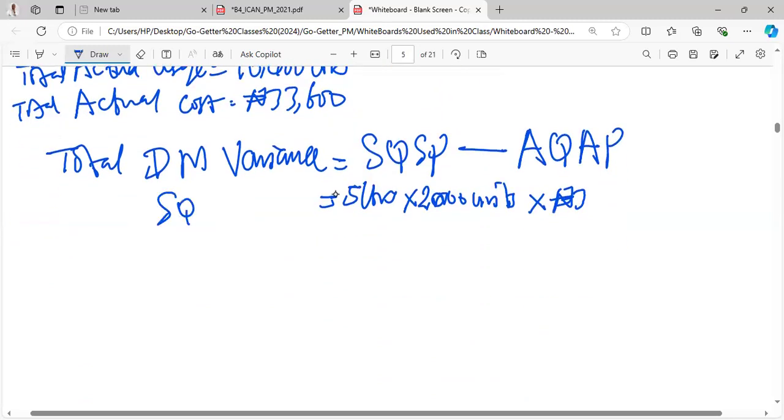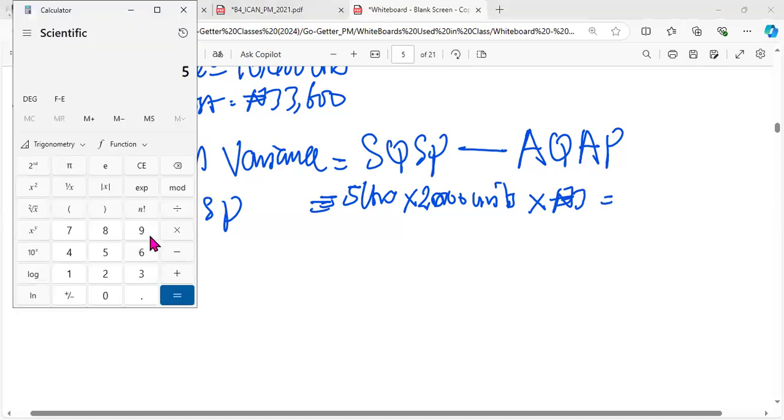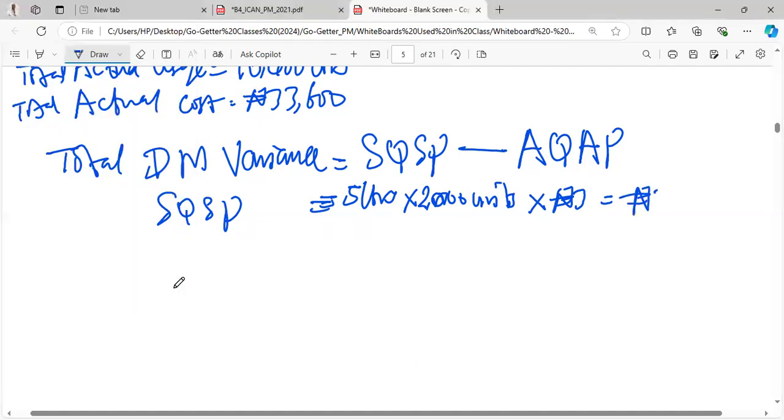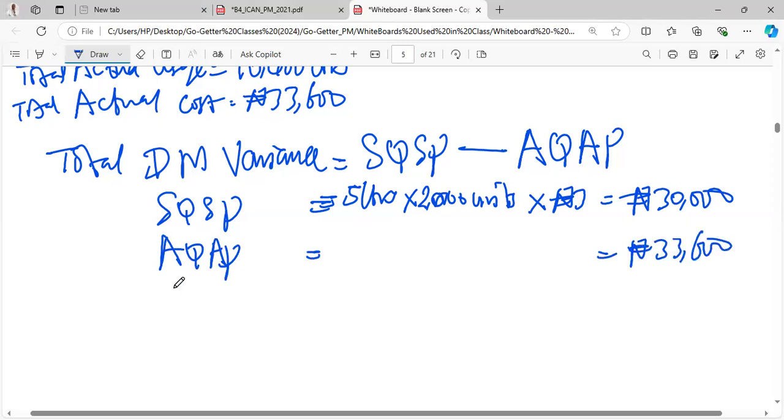So this is standard quantity, standard price, and it happens to be this amount here. We have 5 times 2,000 times 3 naira, which is 30,000 naira. Meanwhile, actual quantity, actual price happens to be 33,600, as we are given the total actual cost. This is the total standard cost, total actual cost.